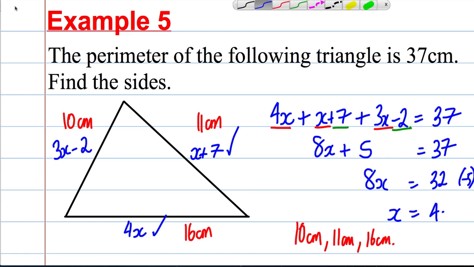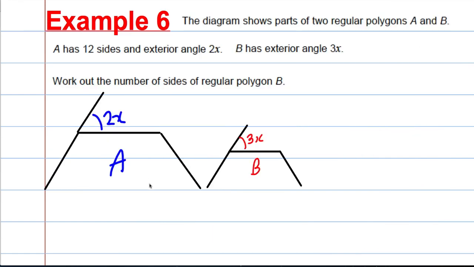Okay, continuing. Example 6. It's getting slightly trickier now. It says that the diagram shows parts of 2 regular polygons A and B. A has 12 sides and exterior angle 2x. B has exterior angle 3x. Work out the number of sides of B. Now, here's the rule you should know, that the exteriors add to 360.